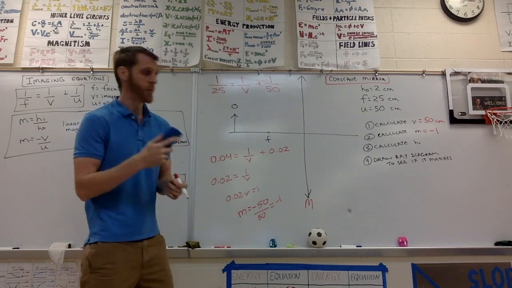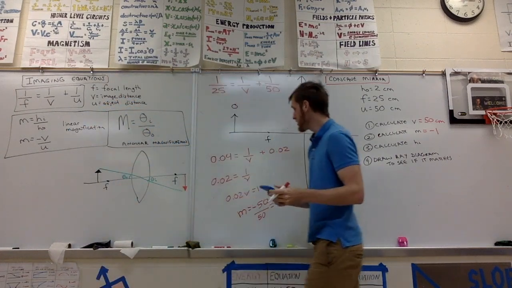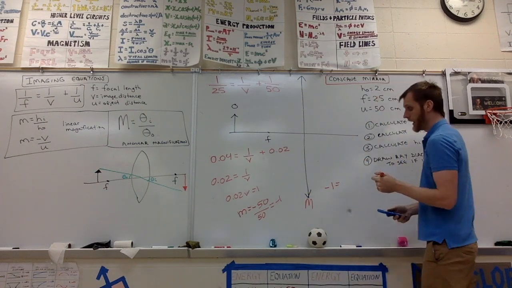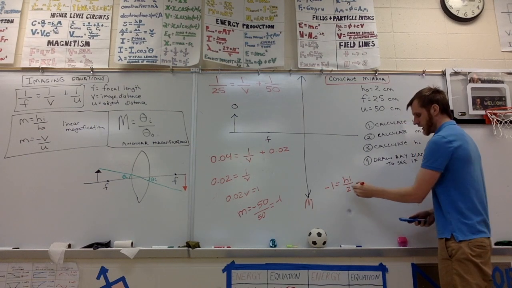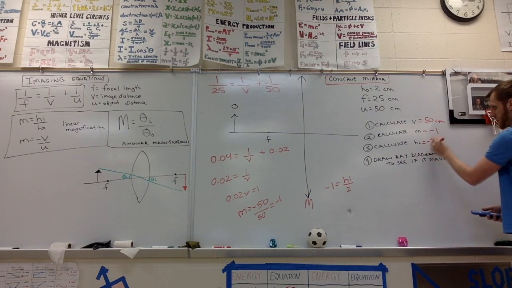Let's calculate the height of the image then. Now that we have the magnification, we can use the other equation to find the height of the image. So negative 1 is my m. The height of the image is my unknown. The height of the object is 2 centimeters. So I can multiply both sides by 2. The height of the image ends up being negative 2 centimeters.